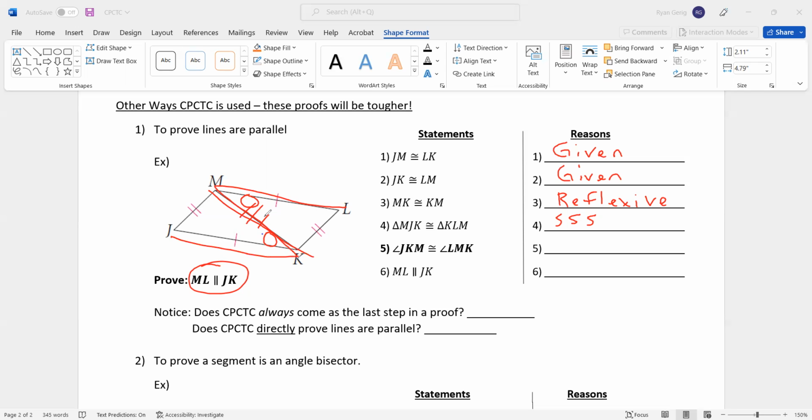Look at the congruent statement. JKM, JKM. So start in the middle, go to K, go to M, LMK. Those are congruent by CPCTC. Notice where CPCTC falls. It almost always comes right after you prove the triangles are congruent. Now, since those angles are congruent, I can say that those two lines are parallel because of the converse of the alternate interior angles theorem.